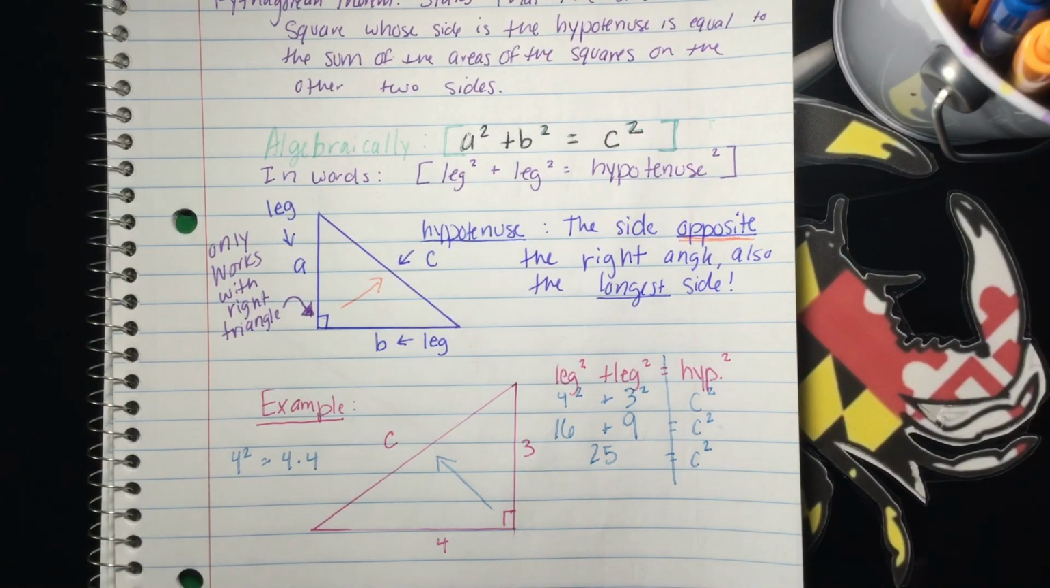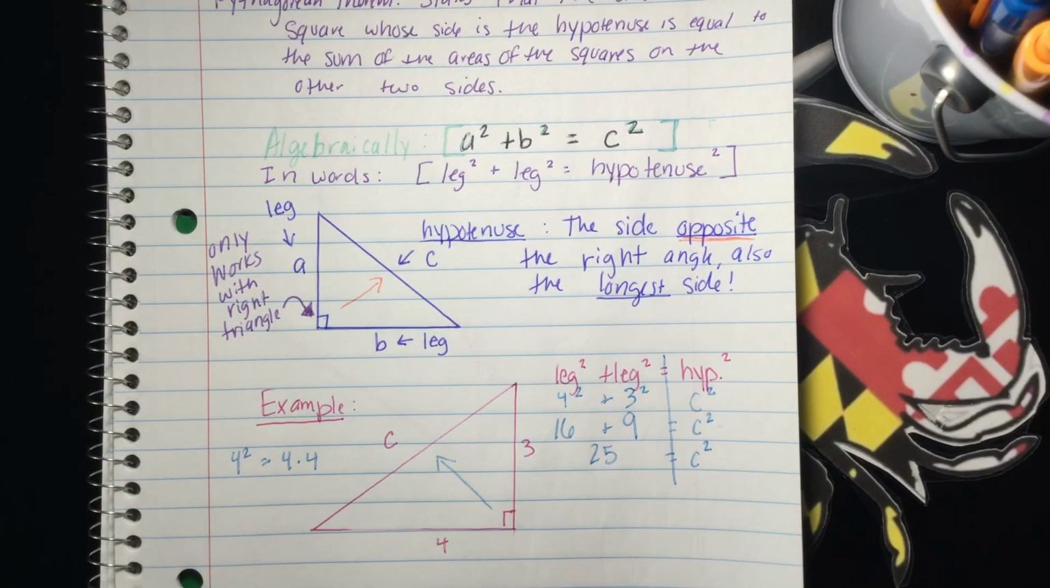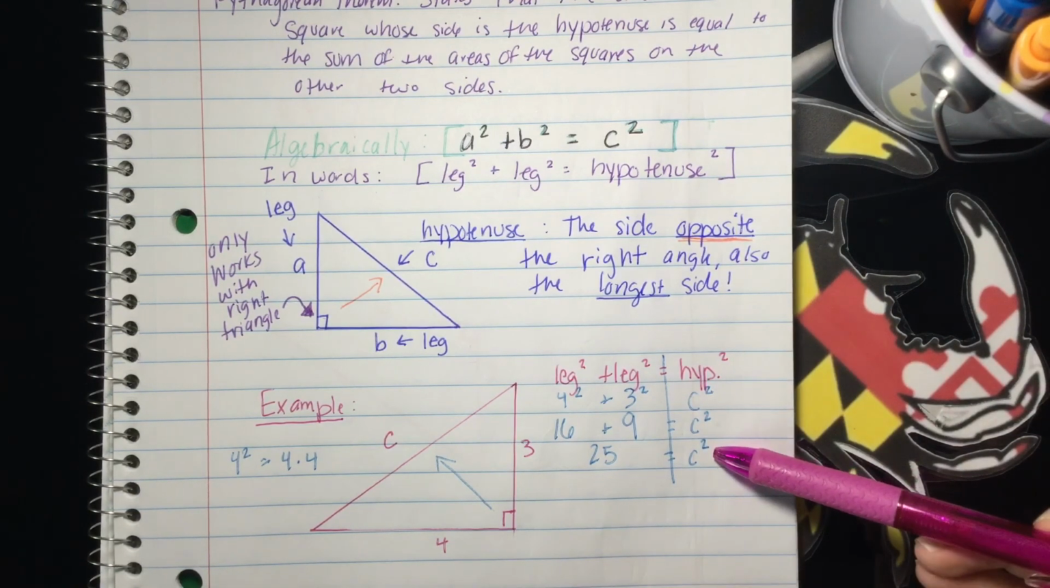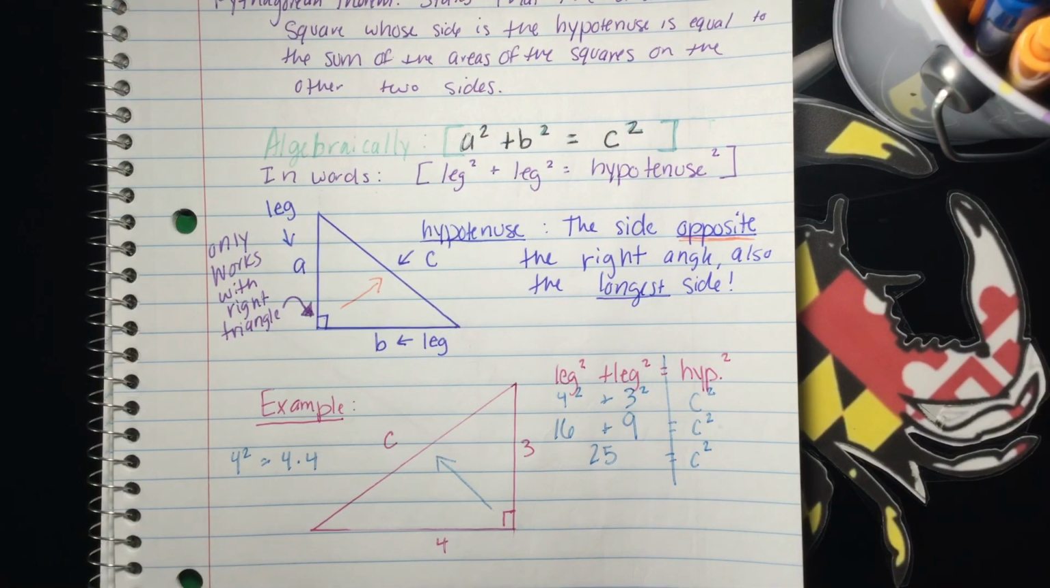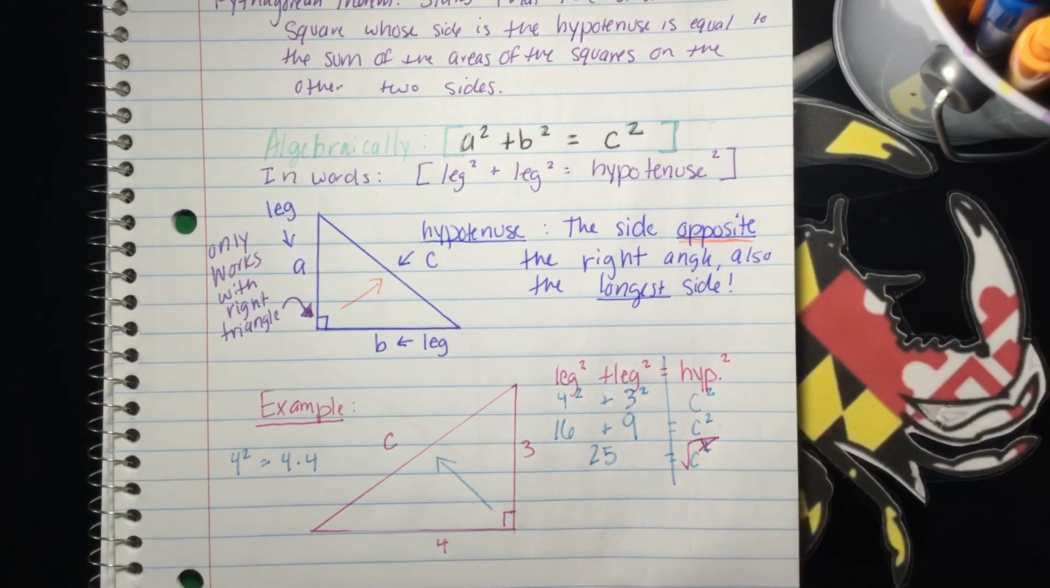Now, is c by itself? No, it has this little squared on it. And the way to get rid of a square is to square root it. We talked a little bit at the beginning of the year about square roots, and I'm going to attach a picture of what perfect squares are to your Google Classroom today. But to get rid of this little 2 right here, we need to do the opposite. The opposite of squaring is the square root. So we have this radical symbol right here that gets rid of this 2, okay?